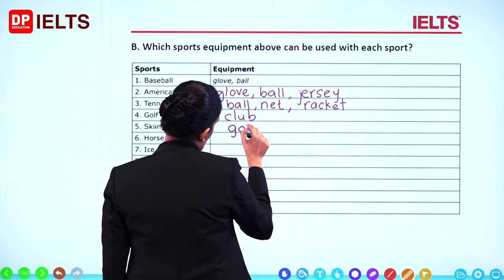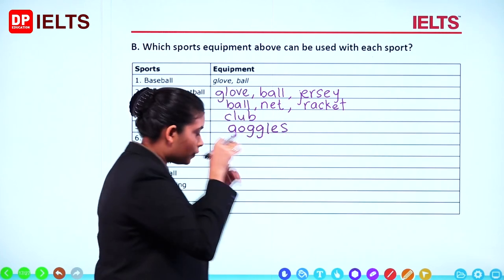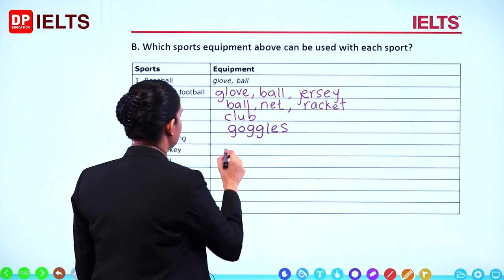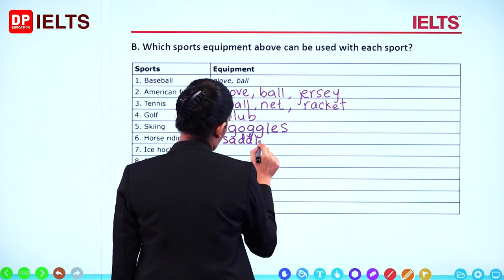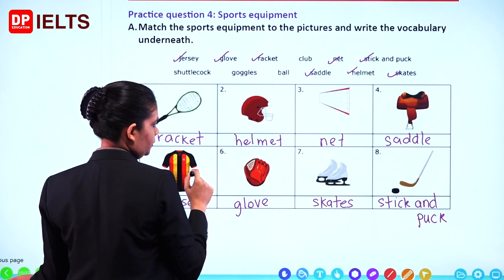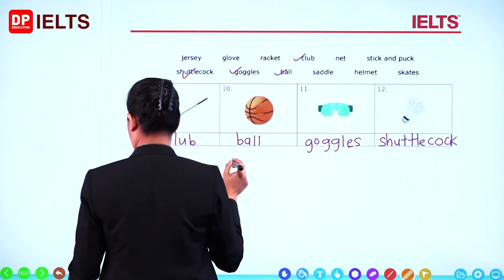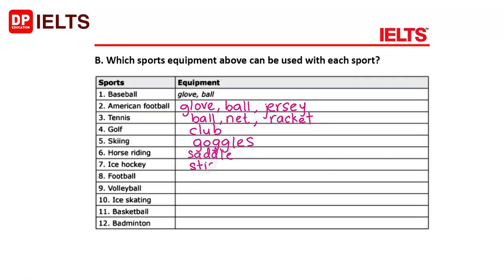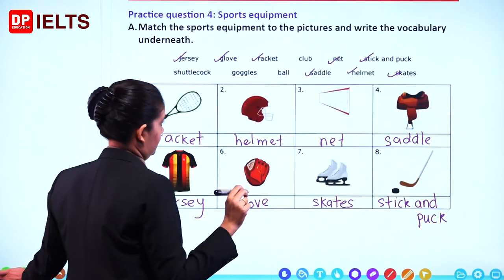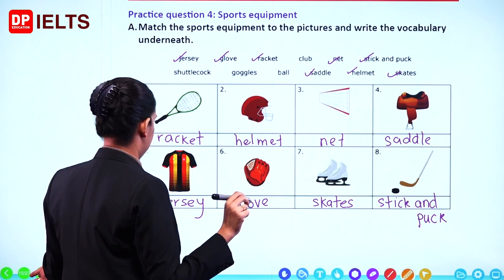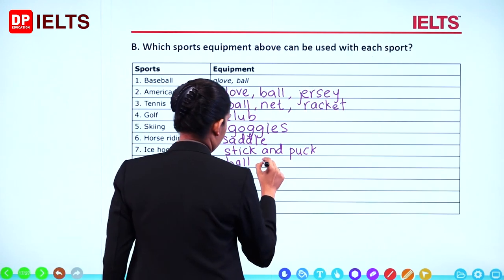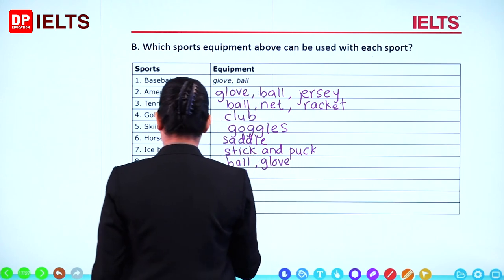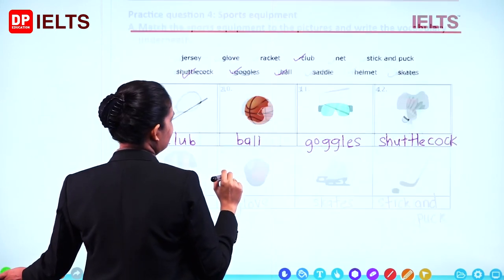Goggles, they usually put on the goggles and then go, right? Horse riding, saddle. Ice hockey, stick and puck. Football, we would need a ball. Volleyball also, we would need a ball. What else is there? Yeah, glove for football, where they catch the ball. Ice skating, we would need skis, right?